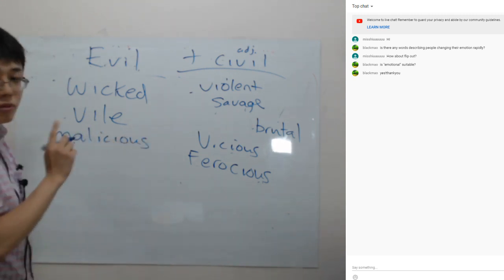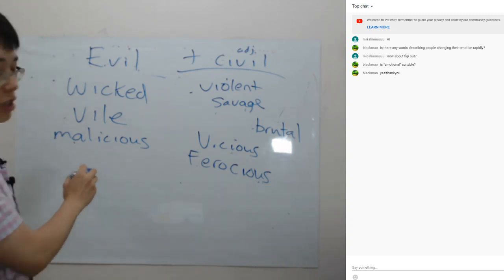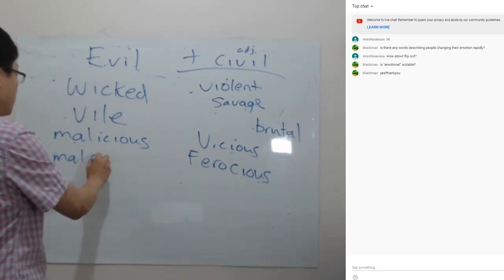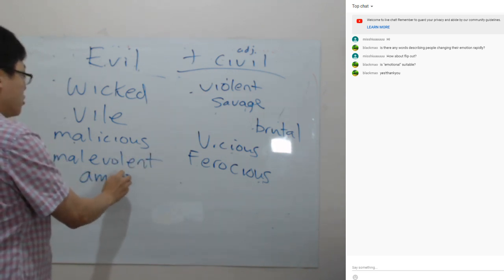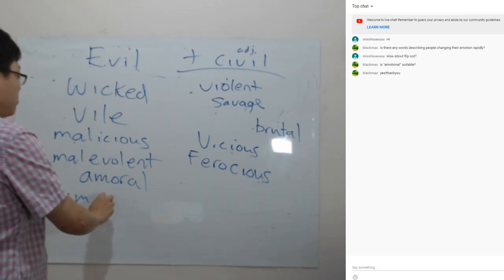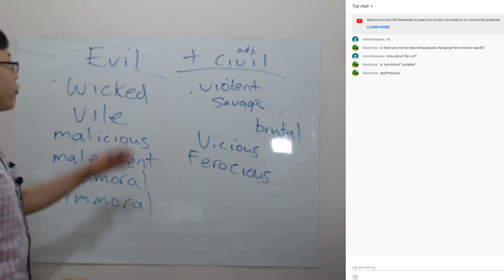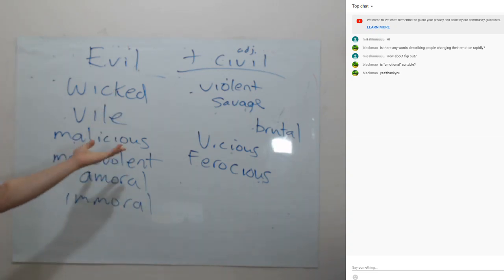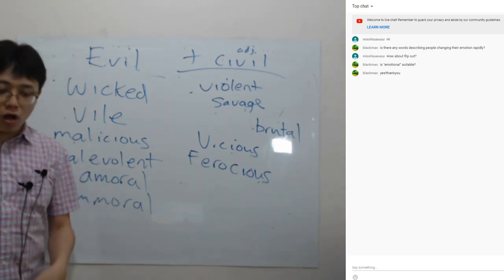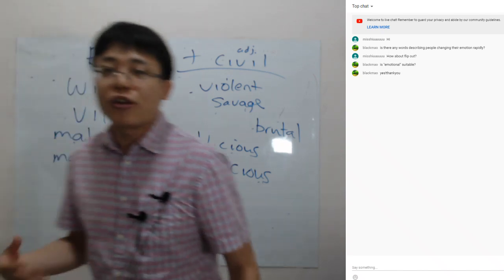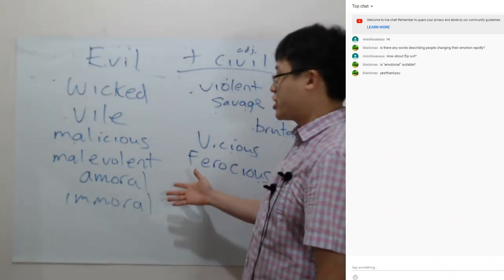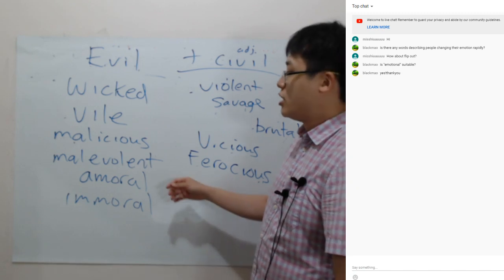Malicious is a really good word. We got malevolent, that's a great word. Amoral, immoral. So we have a few words for evil. These all basically mean evil. Now, amoral and immoral are a little bit different. I will describe it to you. However, you don't really need to know the difference. This is just for some people who want to know the difference.